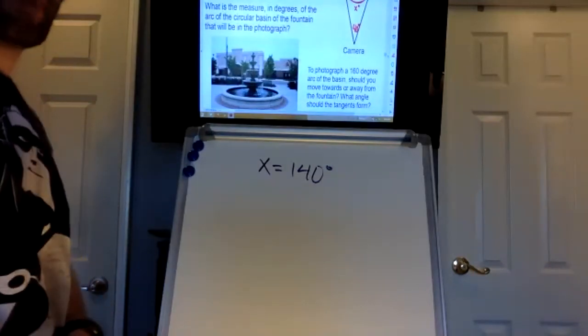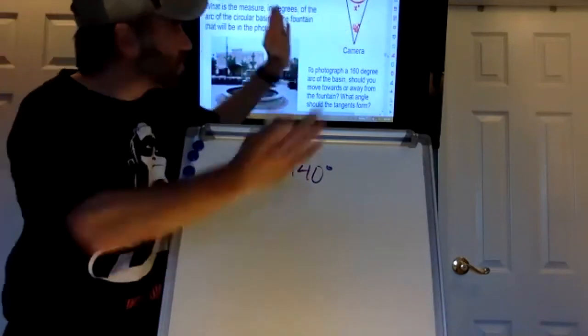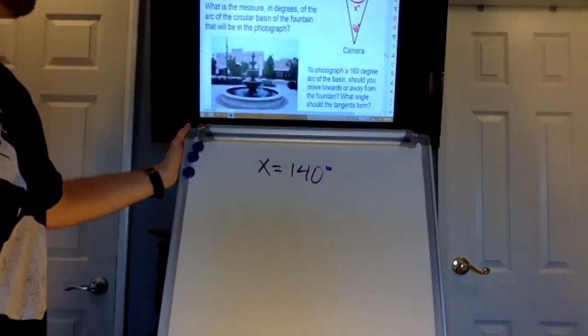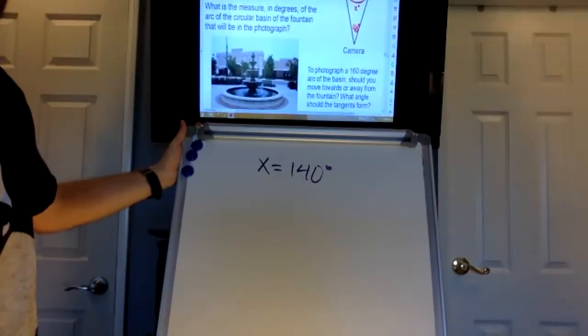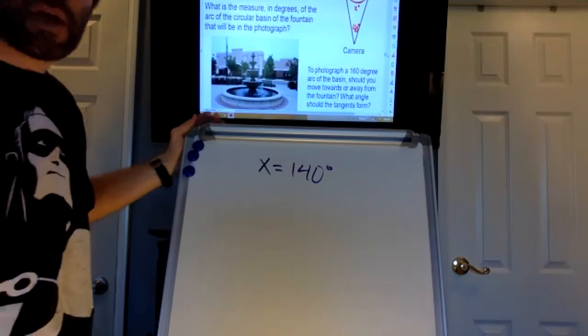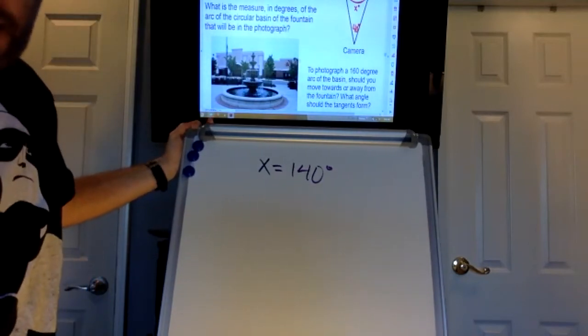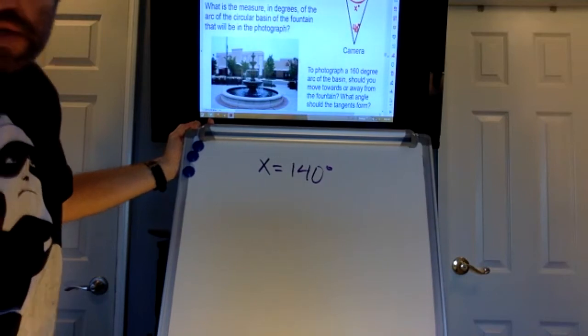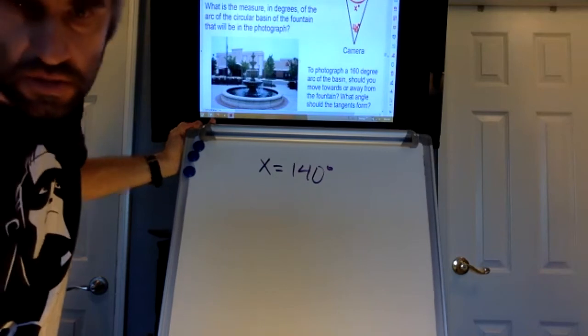Do we move towards the fountain to increase the arc, to see more of the fountain? Do we go towards the fountain or away from the fountain? I'm looking at the chats to see what your answers are. Okay, I got an away, I got a towards to increase. Smaller, away, away, away, away, towards, away.